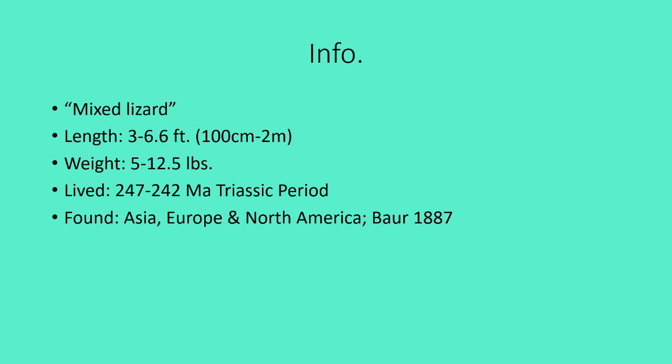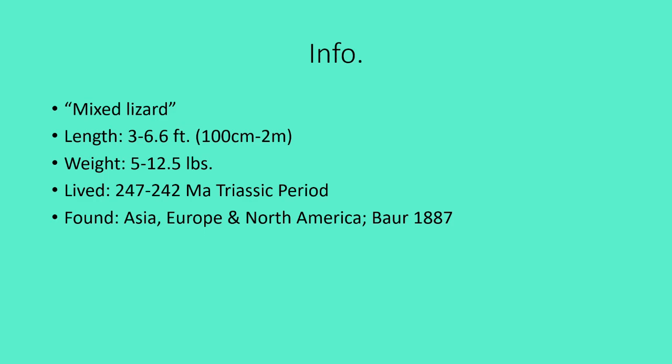So some information about Mixosaurus. The name Mixosaurus means mixed lizard. Length is 3 to 6.6 feet, or 100 centimeters to 2 meters. Weight is 5 to 12 and a half pounds. It lived 247 to 242 million years ago in the Triassic period.